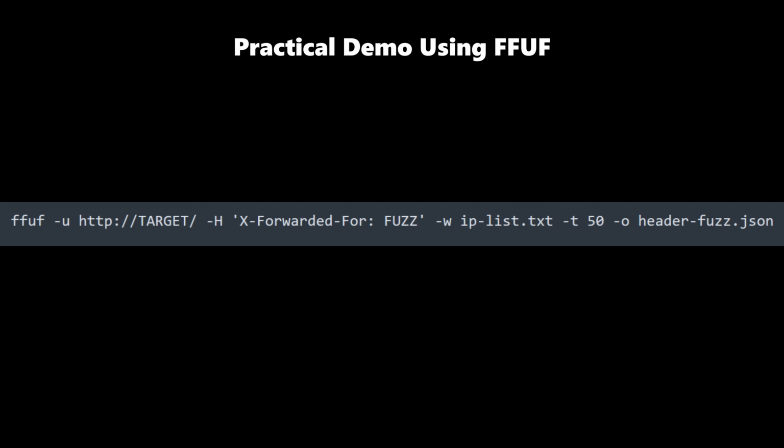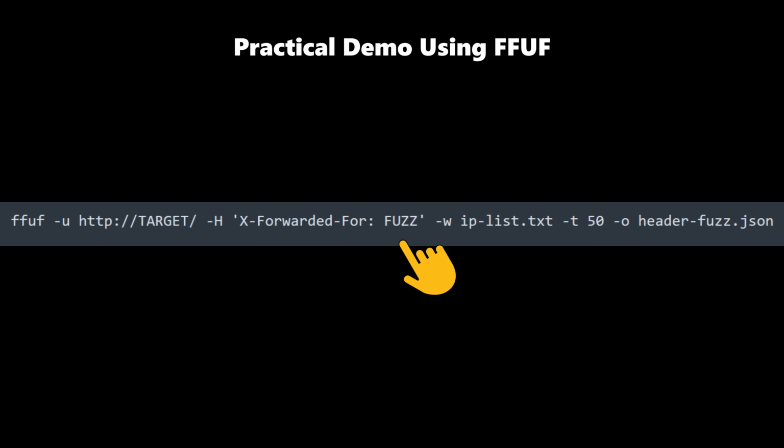Use host header fuzzing to find virtual hosts or misconfigured routing. -u is used for the target URL to request. ffuf will send requests to this URL. TARGET is a placeholder you should replace with the host or IP of your lab target. -H is used for X-Forwarded-For. It adds an HTTP header named X-Forwarded-For, whose value will be replaced by each entry from the word list.